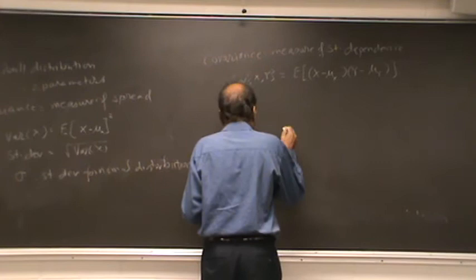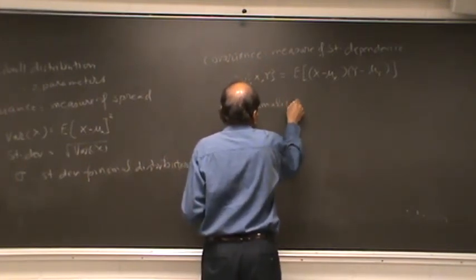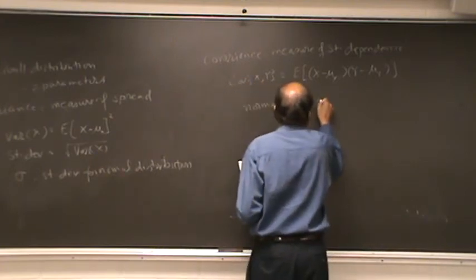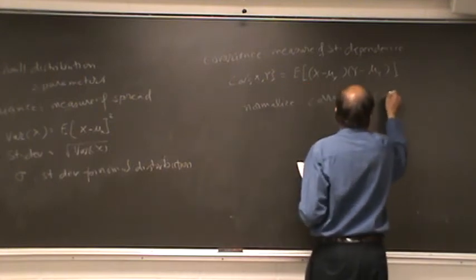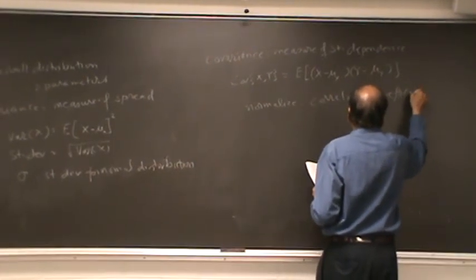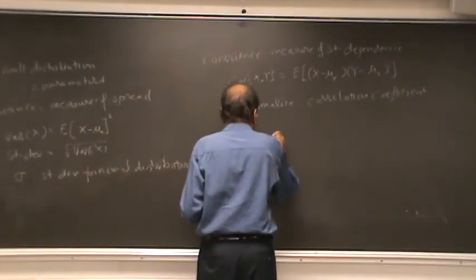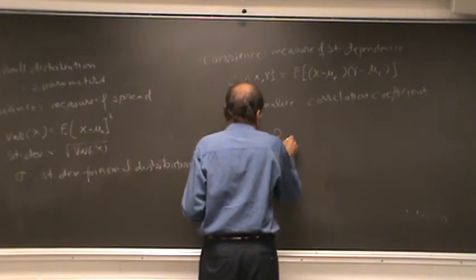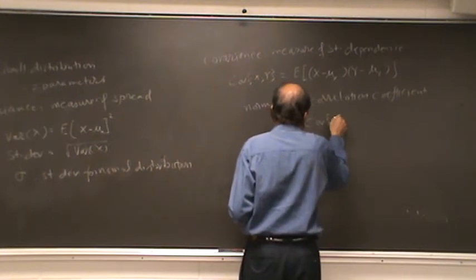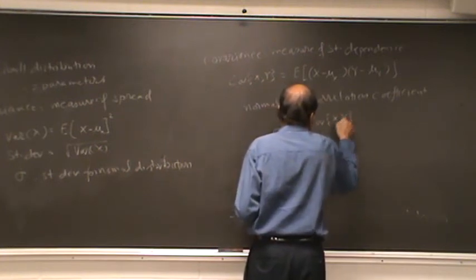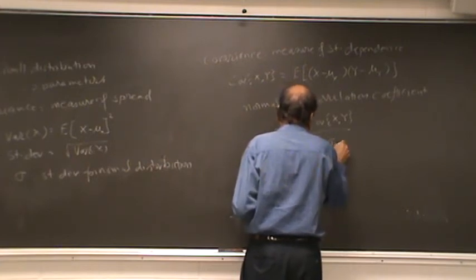And sometimes it is normalized. And then we call it a correlation coefficient. And that is given as rho x y, and that is given by the covariance between x and y divided by sigma x, sigma y.